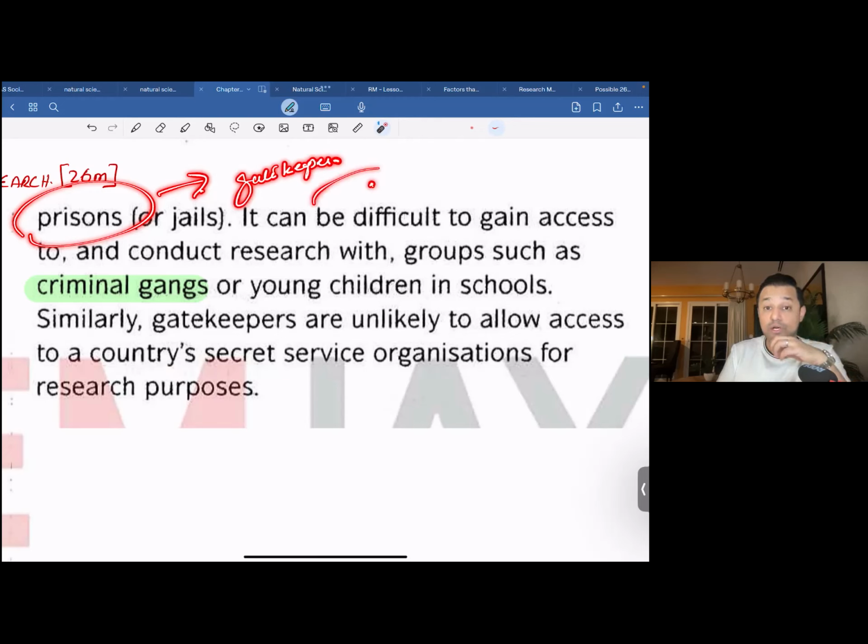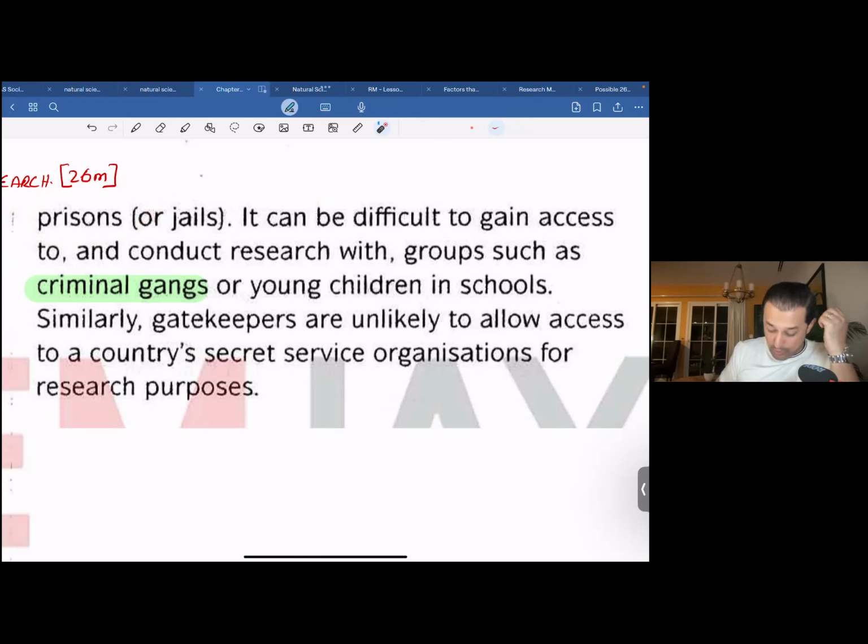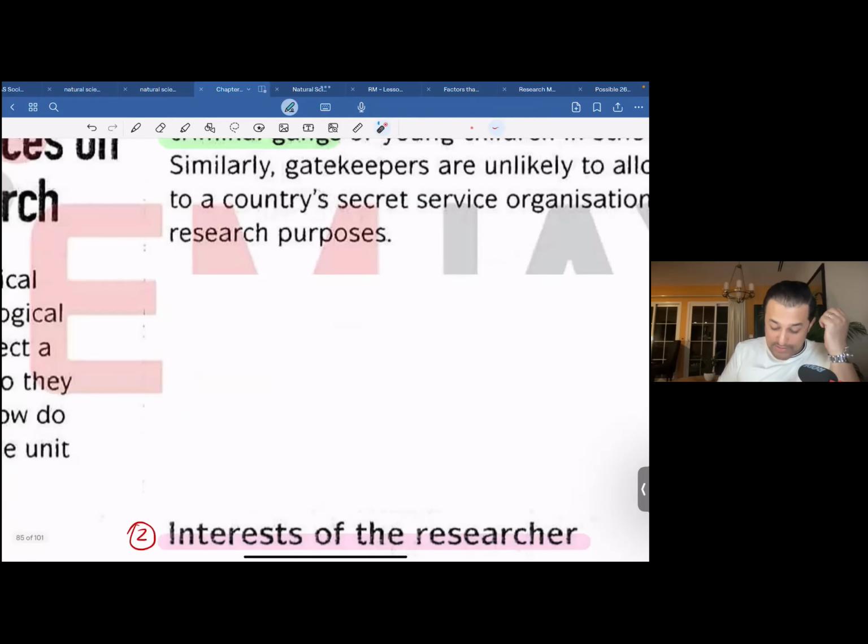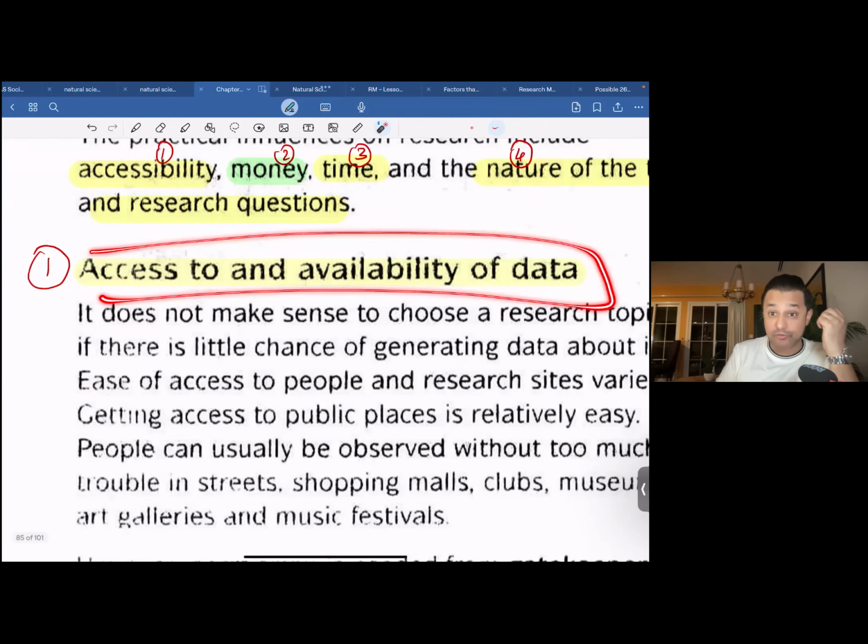And when I use the word gatekeeper for a prison, I am not really referring to the prison guard. Whoever is in an authoritative position at that particular prison, who has the authority to allow anyone to visit that place and collect data from there too. So number one, the first factor that we spoke about was access to and availability of data, right?